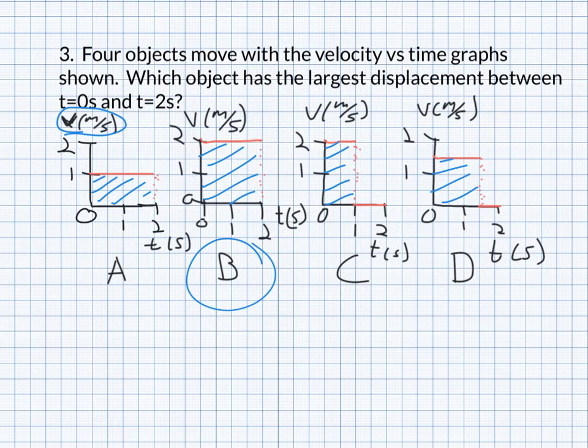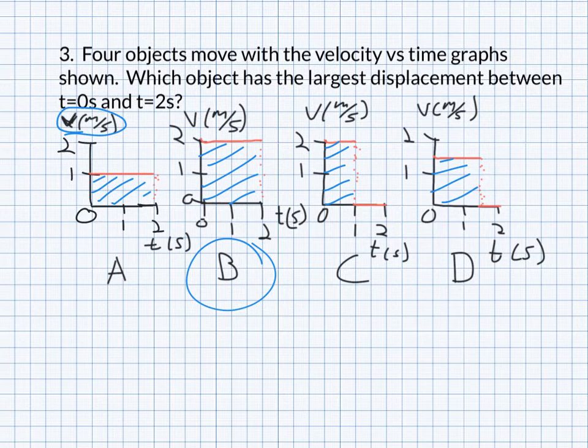And use that. This will save you a lot of time on tests if you can remember that the area under a velocity versus time graph, or the area between the line and the x-axis, represents how far the object went during that time interval.